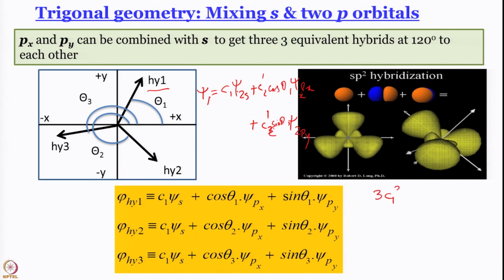So I hope it is not very difficult for you if I write 3 C1 square is equal to 1, because C1 square is the contribution of this s orbital in the first wave function, C2 square is the contribution of psi 2s in the second hybrid wave function, and again C1 square is the contribution of psi 2s in the third hybrid wave function. So the total contribution has to be 1 because there is one 2s orbital. So 3 C1 square equal to 1. So C1 is equal to 1 by root 3.